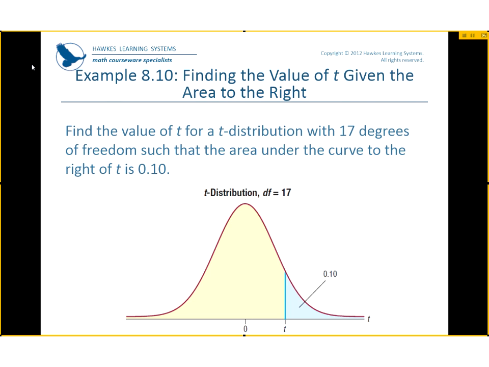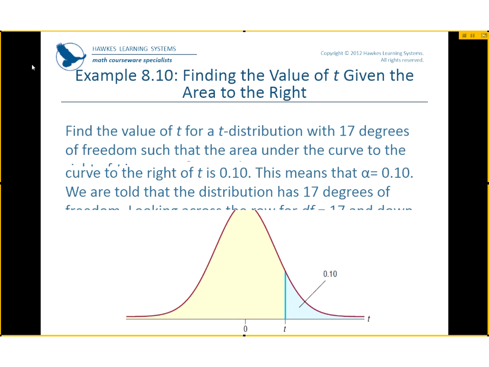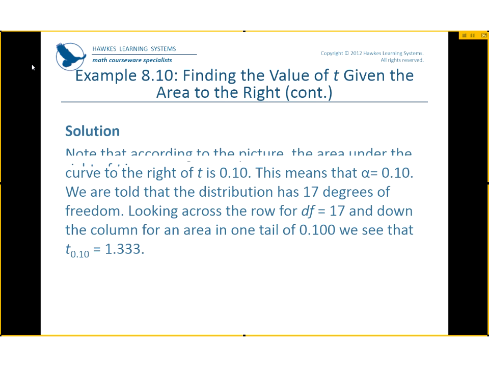Okay? So let's do this one. Find the value of t for the t-distribution with 17 degrees of freedom, such that the area under the curve to the right of t is 0.10. Okay, so degrees of freedom is 17. The area is 0.10. So what we're saying now is the area under the curve is 0.10. That means that the alpha is 0.10.